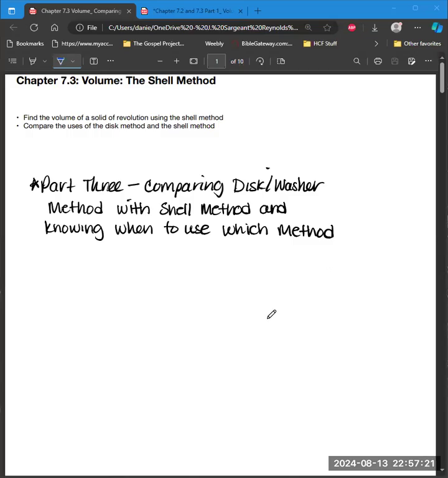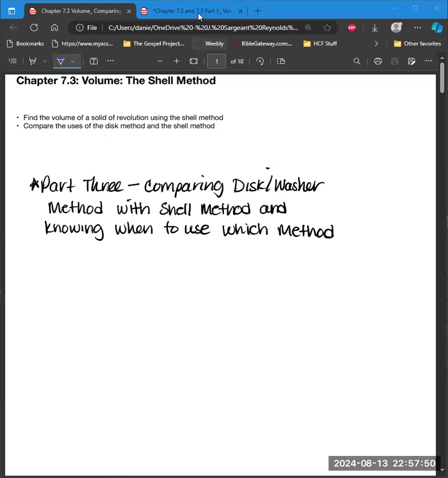In this video, we're going to talk about 7.3 volumes of solids of revolution and the shell method. We just briefly introduced that last time at the end of our discussion from 7.2. So our objectives here are to find the volume of a solid of revolution using the shell method, and to compare the uses of the disk method and the shell method and to decide when we should use each method.